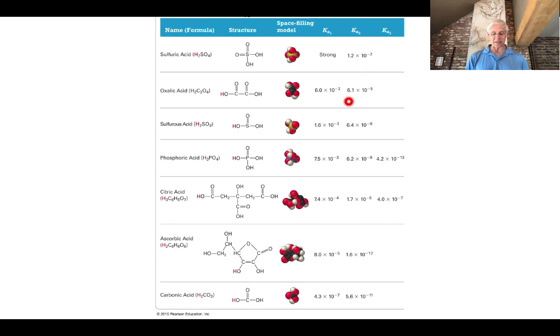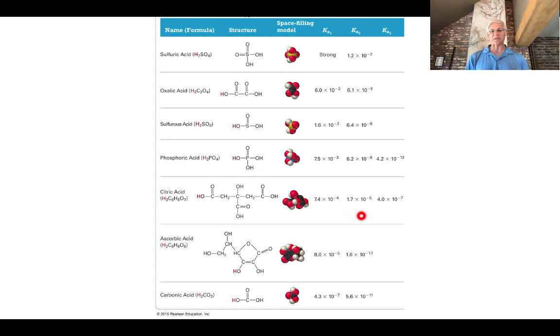For something like oxalic acid, this is a compound that people use to clean the inside of radiators in their cars, or they can clean humidifiers or air conditioners with it. You see they have a difference of 10 to the minus 3 between those. Sulfurous acid, 10 to the minus 6. We saw phosphoric acid. Now citric acid has an interesting situation where you've got 10 to the minus 4, 10 to the minus 5, 10 to the minus 7.